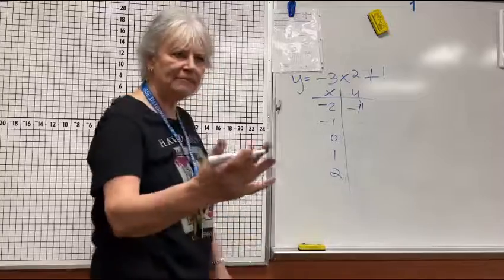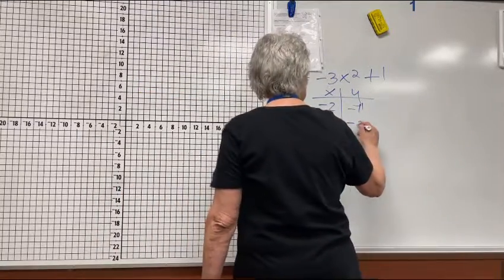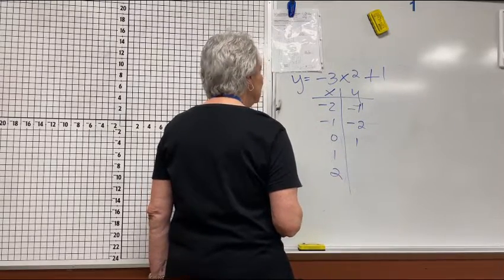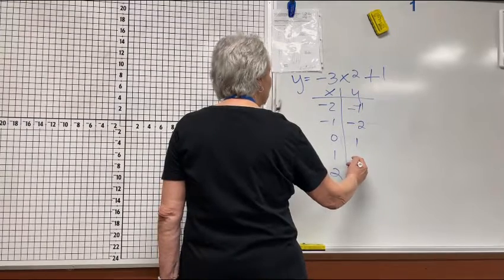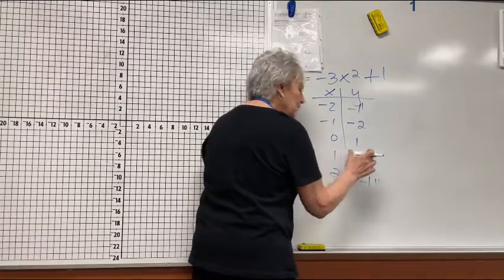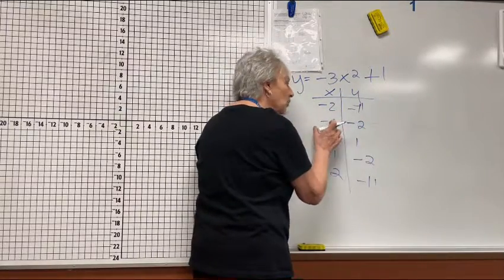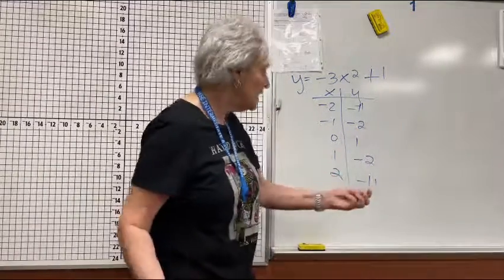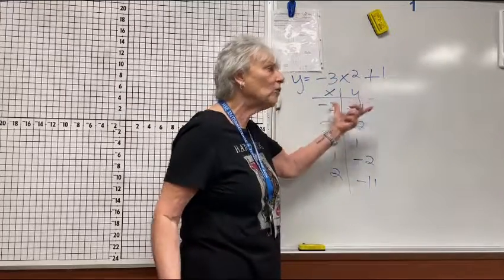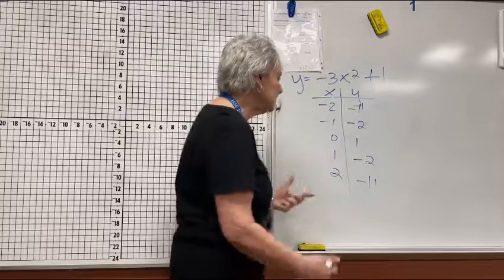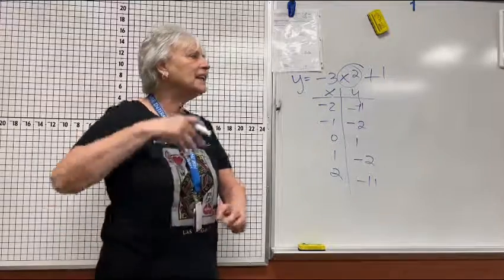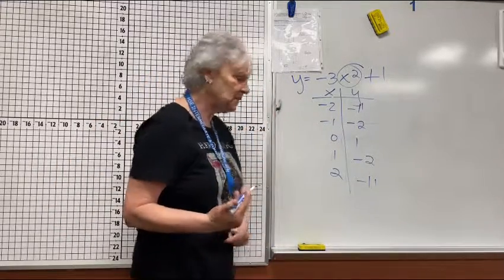Okay, what's negative 1 give me? Negative 2. If you choose a 1, you're going to get a negative 2. If you choose negative 1, you're going to get negative 2. What you can do is do all the positive ones first, then you don't have to mess with the negative, and just mirror what you got. Because it's got to be the same, because x squared, whether it's negative 1 or 1, gives you the exact same answer. Okay, let's graph it.